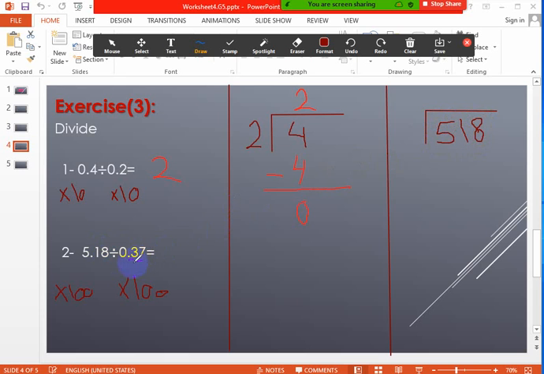Now, if you multiply the 0.37 with 100, it will be what? If I multiply 0.37 by 100, I have to move the decimal point 2 digits to the right side. So the number becomes what? 37.